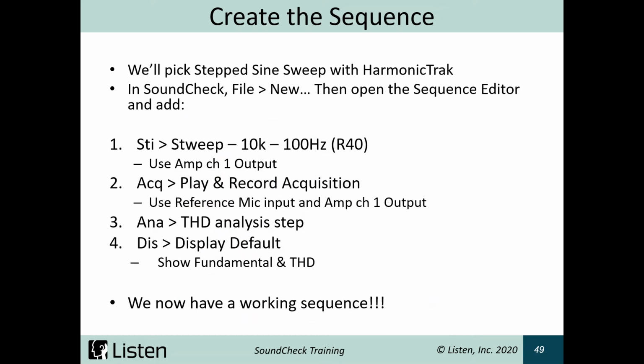So, what do I know and what do I need to do now? I'm going to use step sine sweep with harmonic track. So in SoundCheck, I'm going to add in a bunch of steps. I'm going to take templates that are close to what I want. Then once they're added in, I'm going to edit them for my specific use case.